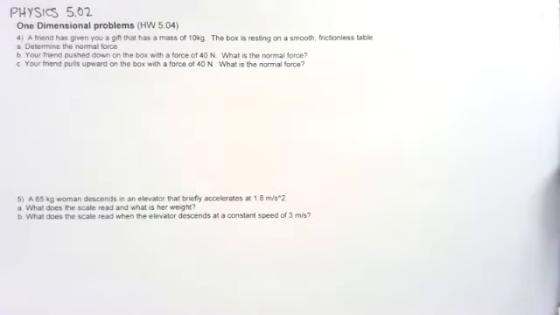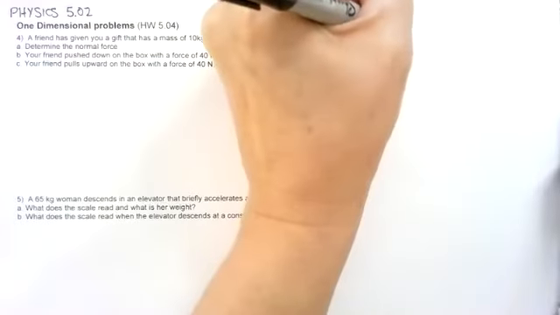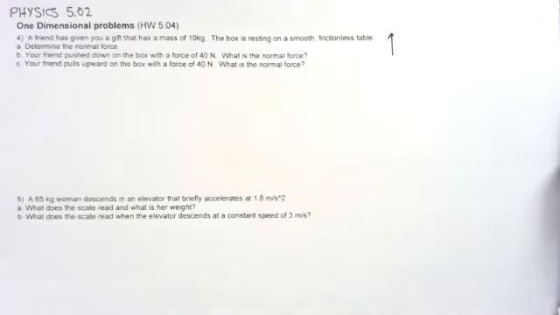A friend has given you a gift that has a mass of 10 kilograms. The box is resting on a smooth, frictionless table. Determine the normal force. For all of these next two problems, we're going to take up to be the positive direction, and they're in the vertical only, so I'm not going to worry about a horizontal coordinate. So let's do part A.